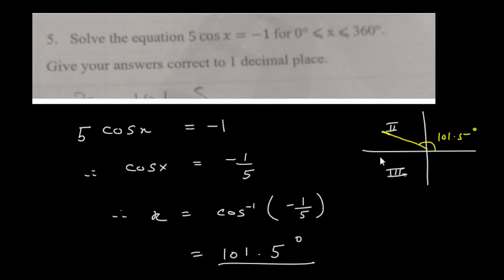101.5 degrees. Here also you will get the same answer. For cos we always look at the x coordinate, so here also we will get a negative value. Now, what is the relation between this angle and this angle? How will we get this angle?